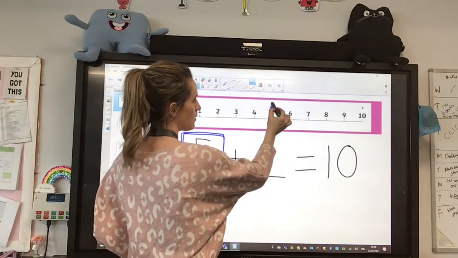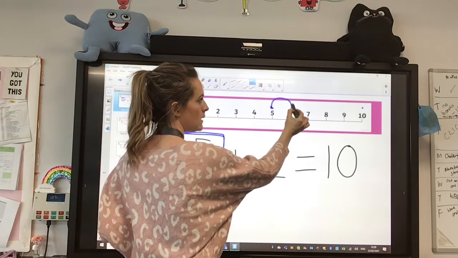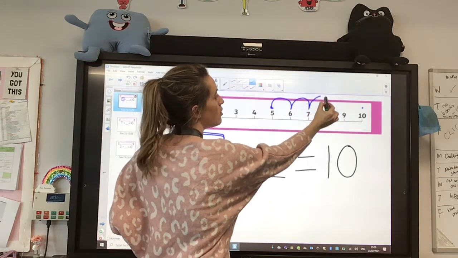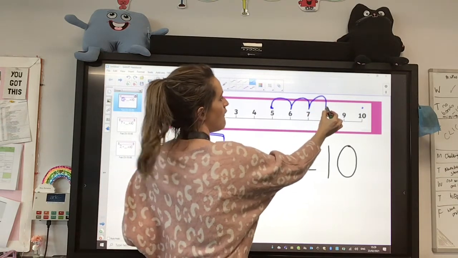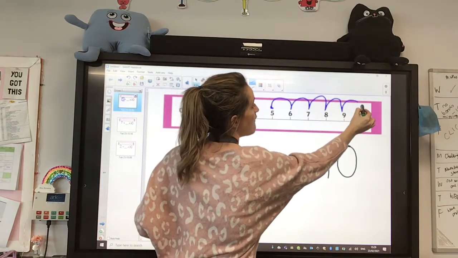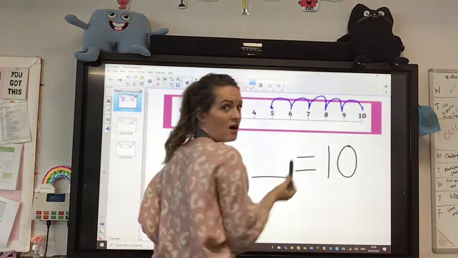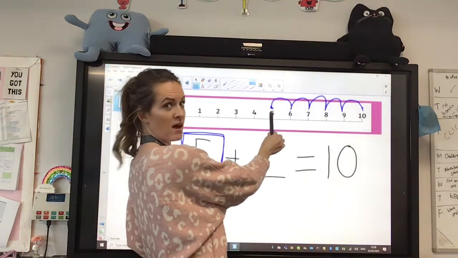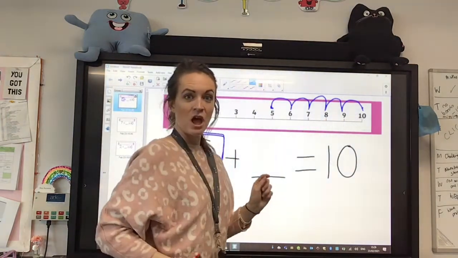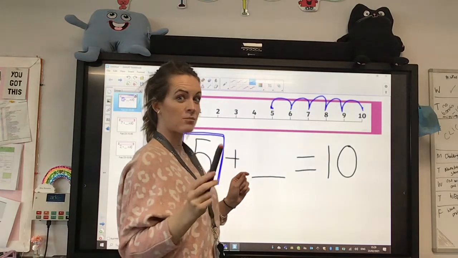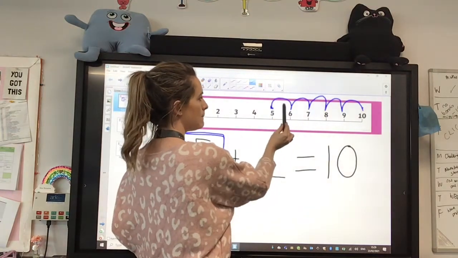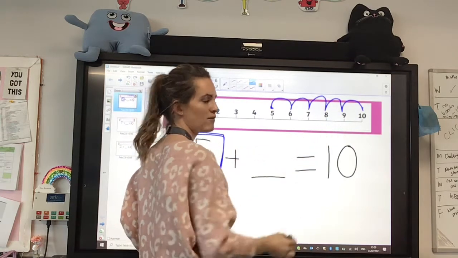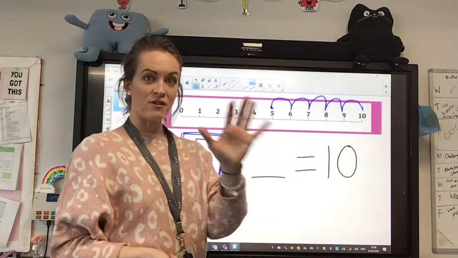Are you ready? So 1, 2. Can you see how I'm doing my rabbit hops? 3, 4, 5. Look, I've got to that dot. Okay, so we started at 5, and we got to 10. Are you going to help me count just to check how many jumps I did? Are you ready? 1, 2, 3, 4, 5. So we did 5 jumps.